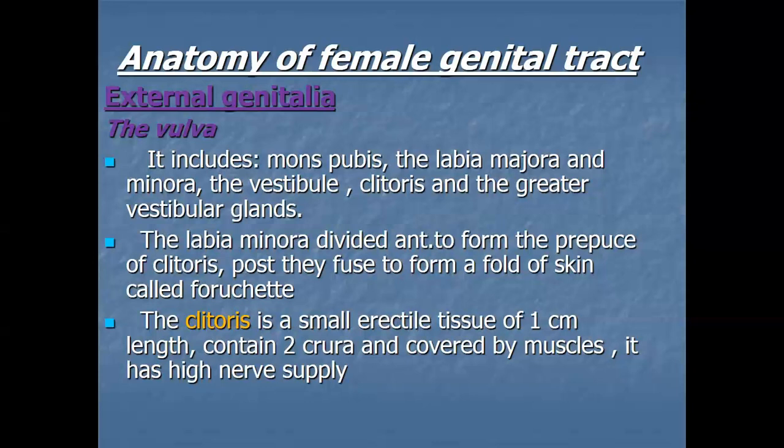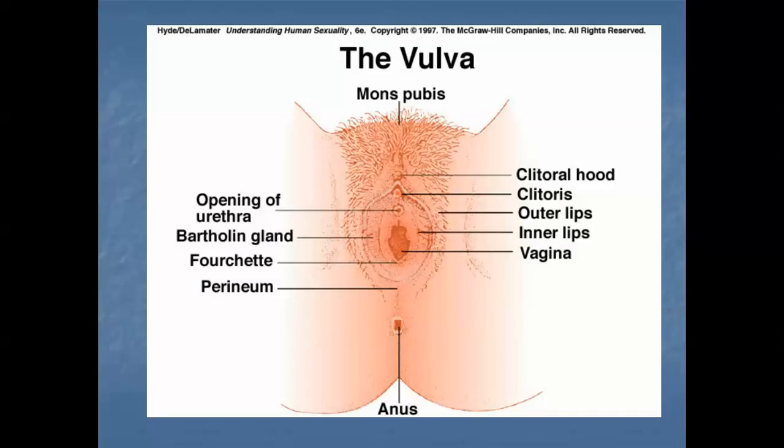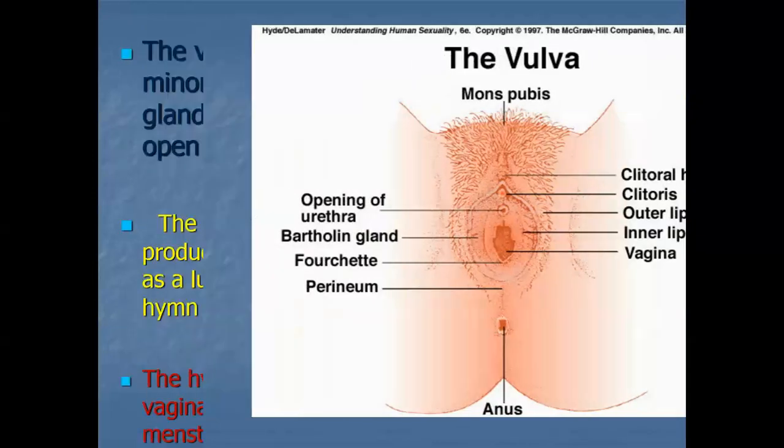The labia minora divide anteriorly to form the prepuce of the clitoris. Posteriorly, they fuse to form a fold of skin called the fourchette. So we will have the posterior fourchette, which is located anterior to the anus. The clitoris is a small erectile tissue of 1 centimeter length. It contains 2 crura and is covered by muscles. It is usually supplied by high innervation. And this picture shows you the anatomical parts of the vulva.